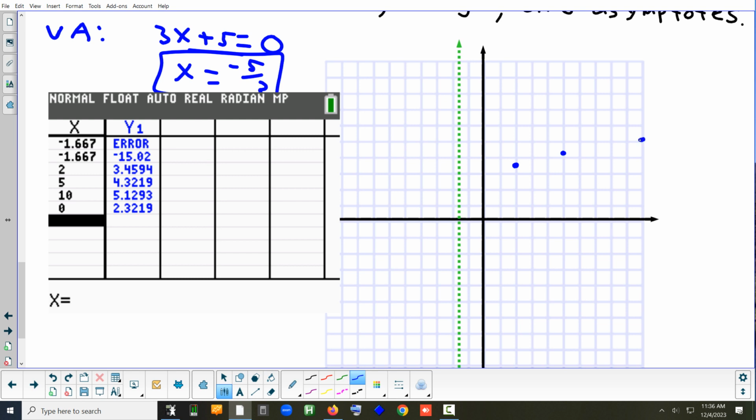All right, so now I can put in the y-intercept. I didn't do that. 0, 2.3. Okay, so now I can see what the curve is going to look like. And I know that as I get close to the asymptote, the y value is going down to negative infinity. There we go.